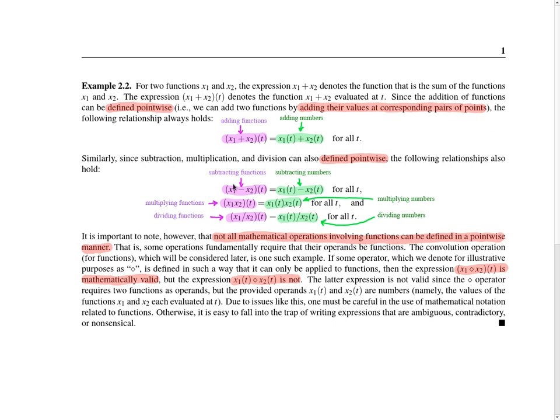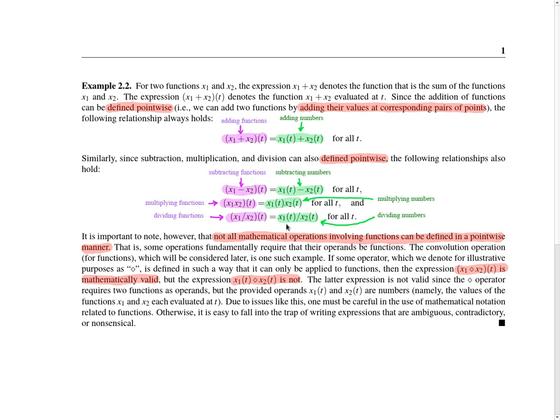So on the one side, we're subtracting functions. On the other side of the equation, we're subtracting numbers. But these things are always equal. The reason why is this is how we define subtraction of functions. In other words, the way that we define the subtraction of functions is in terms of subtracting the functions pointwise. And similarly for multiplication and division.